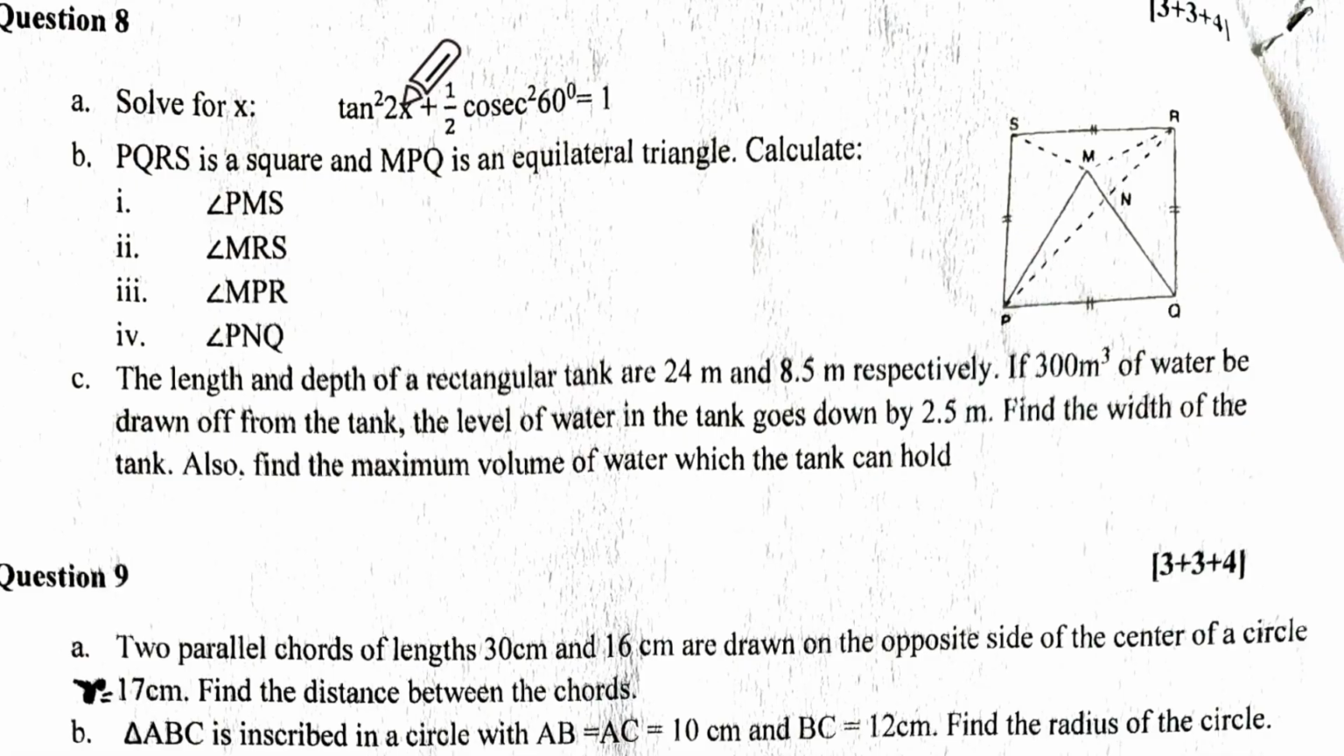Now here, can you see tan square 2x is this? So what you will do, you will write the value of this. How much is this? Half into cosec. What does cosec mean? 1 upon sine. Sine 60 is root 3 upon 2. So 2 upon root 3. Did you understand? So you will have tan square 2x plus half into 1 upon sine, means 2 upon root 3 whole square.